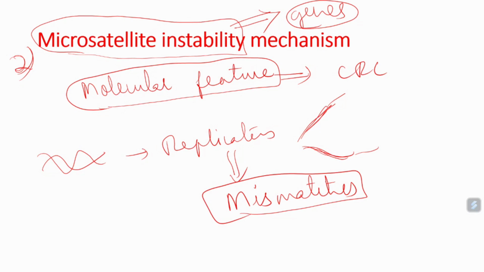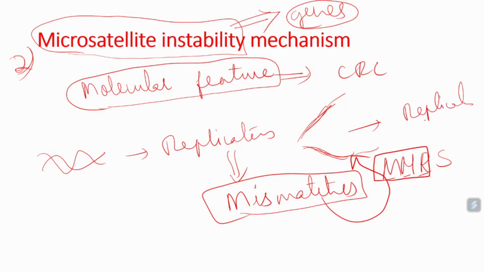We have one protective mechanism, which is called the mismatch repair system, the MMR system. This mismatch repair system repairs these mismatches and allows replication to continue. During replication of DNA, there are certain mismatches we can see in the replication strands. If mismatches are seen, they will be repaired by the mismatch repair system.